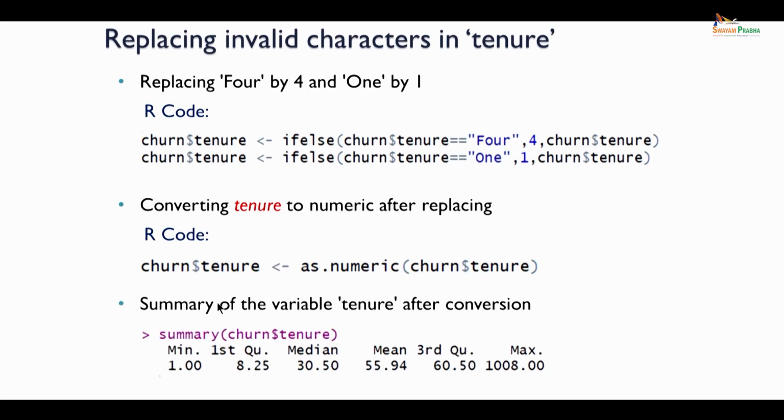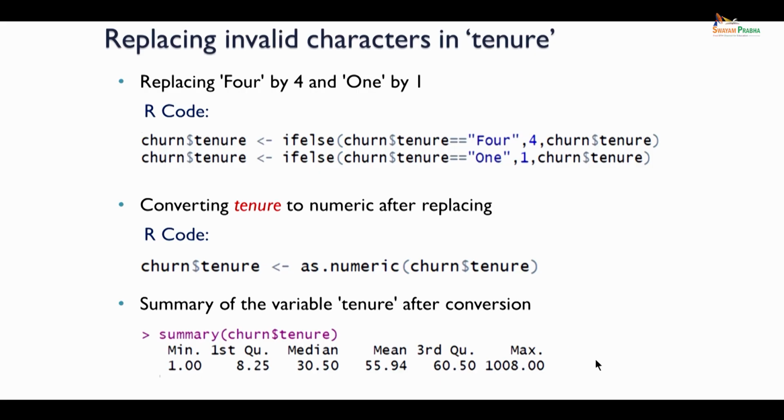So, now let us look at the summary of the variable called tenure after all the conversion. Now we have replaced 4 by 4 and ONE by 1. You can see that after converting tenure to a numerical variable, it gives us the 5 number summary for the column tenure. The minimum tenure is 1 and the maximum tenure is 1008.